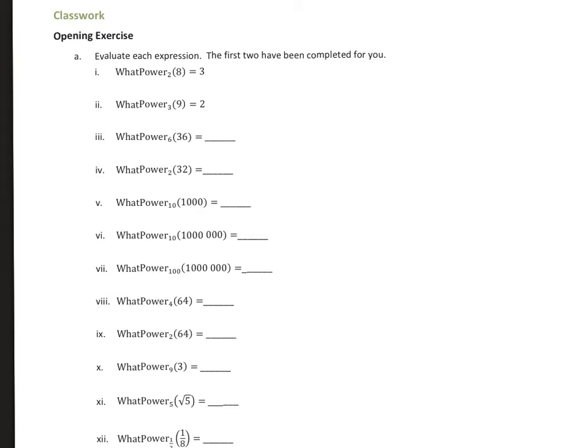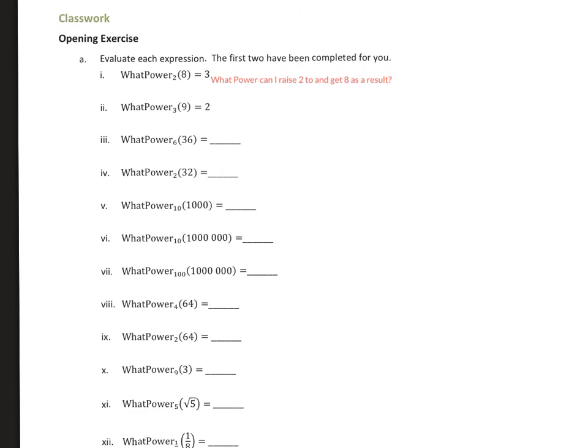So let me see if I can write some text on here for you. All right, so there you go. There's some text for you. What power can I raise 2 to and get 8 as a result? And the answer is 3, because 2 to the third power equals 8.